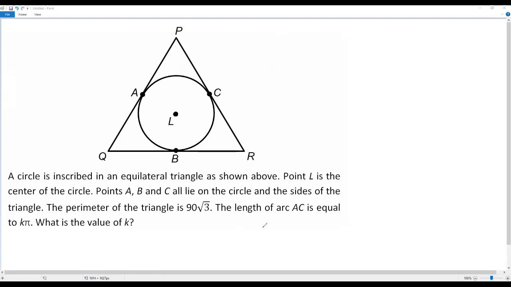Here we have a SAT math problem. Okay, let's go to the question. A circle is inscribed in an equilateral triangle as shown above. Point L is the center of the circle. Points A, B, and C all lie on the circle and the sides of the triangle.